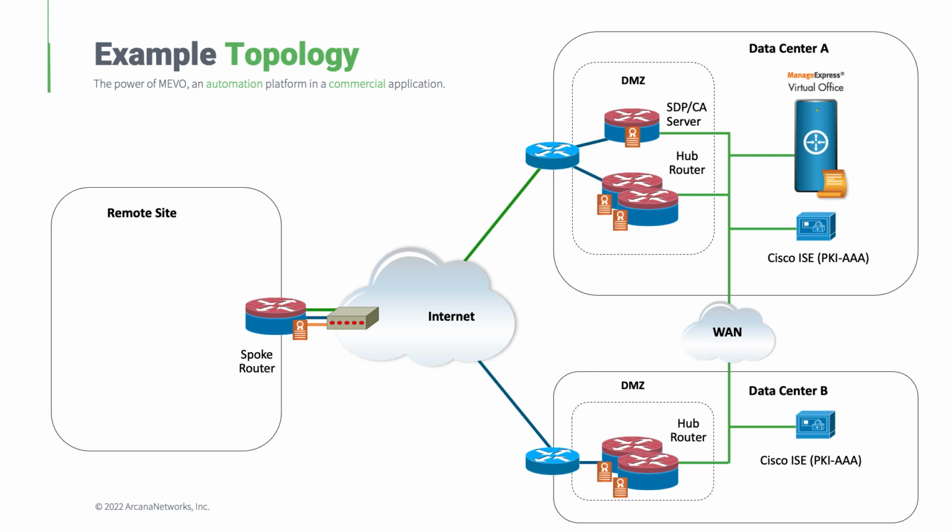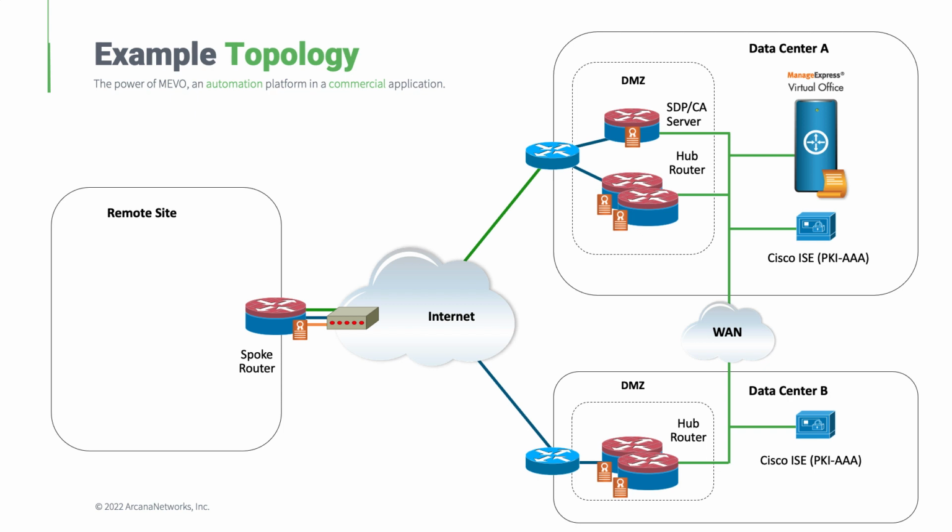Let's focus on the data center side of things. On the far right side, you can see there's the MEVO ManageExpress Virtual Office server. You can also see one of our main components is going to be a Cisco ISE server. That is also going to be sometimes called our PKI AAA server.